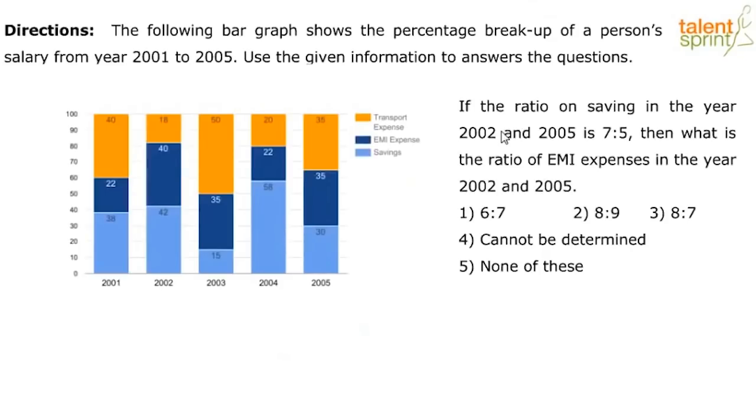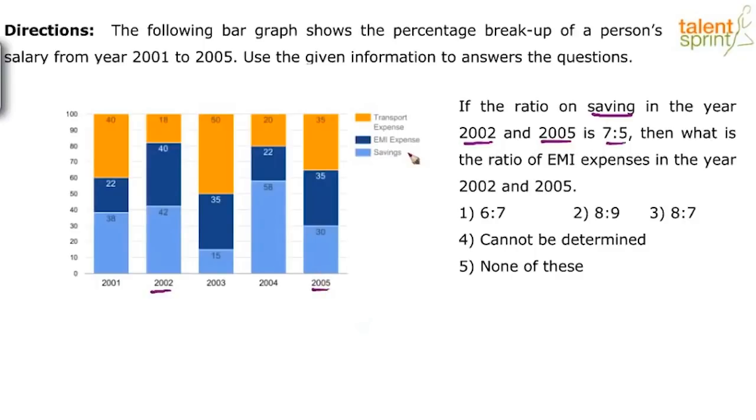So here's the first question. For the same data, see what the question is. If the ratio of savings in the year 2002 and 2005 is 7:5, what is the ratio of EMI expenses in those years? The ratio of savings in 2002 and 2005 is 7:5.